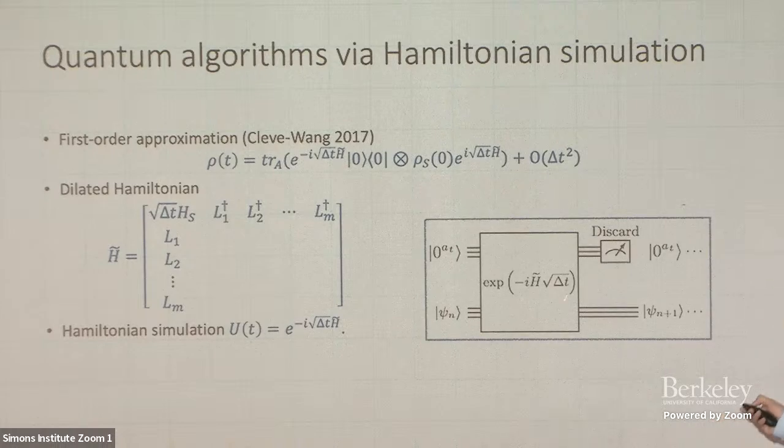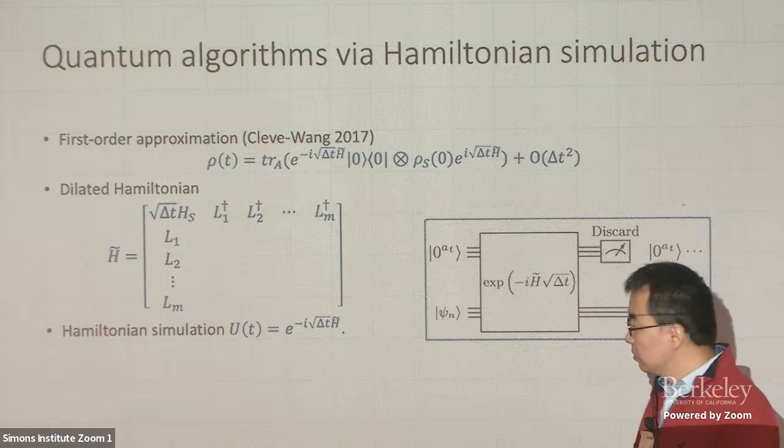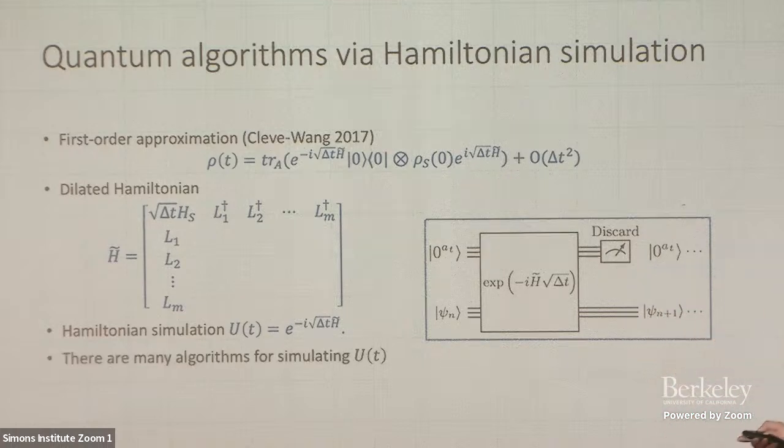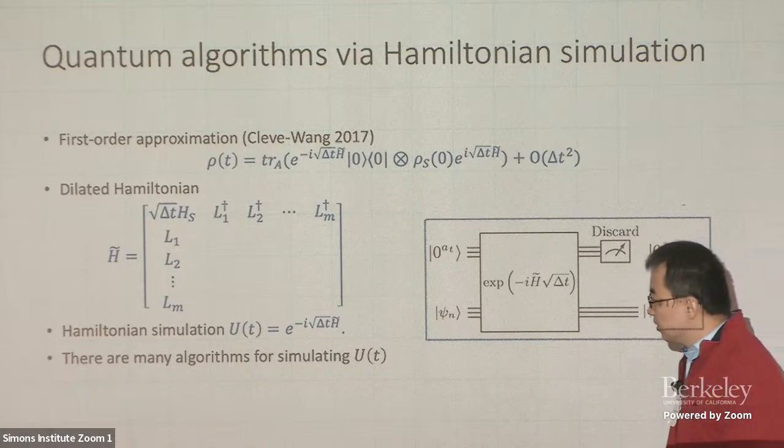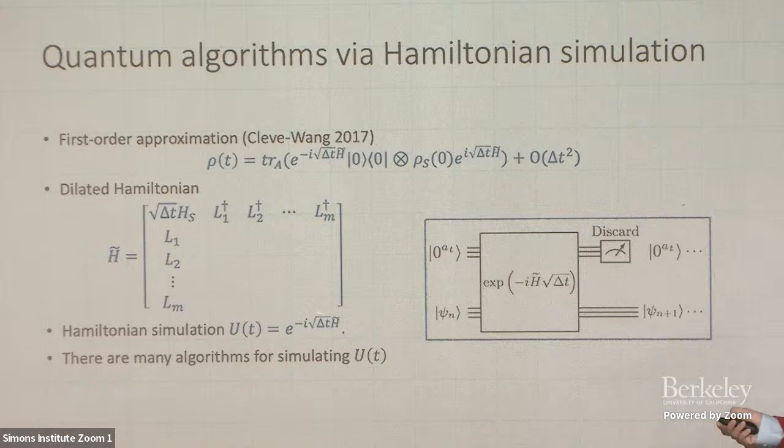You start out with this, then you apply the unitary, you reset the ancilla qubits, and then you just repeat. Chunhao mentioned that this method is only first order, so you have to make the step size very small and do many, many steps of this. Last year we were thinking about whether we can extend this. The advantage is that there are many Hamiltonian simulation algorithms for simulating this unitary.